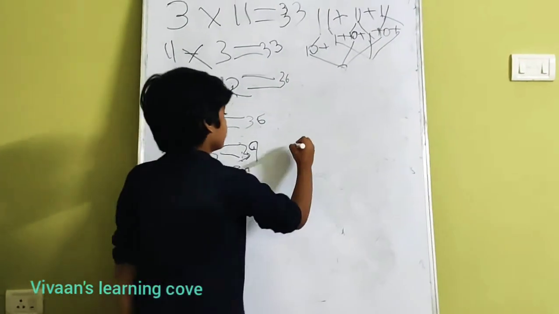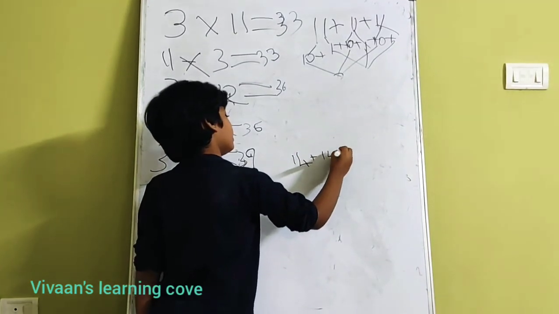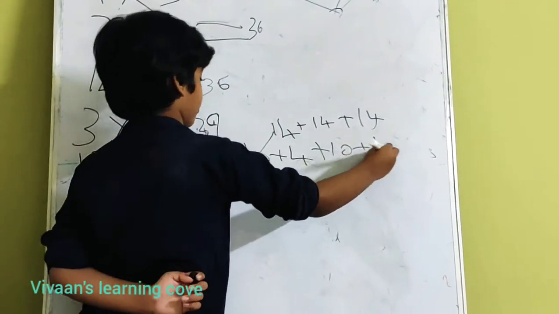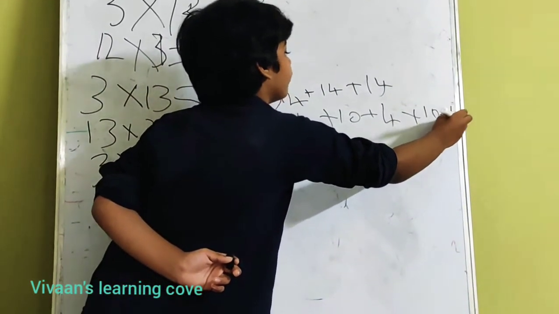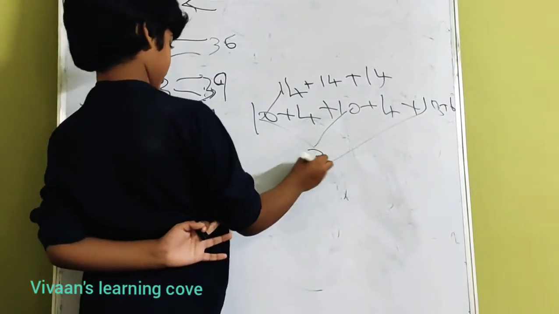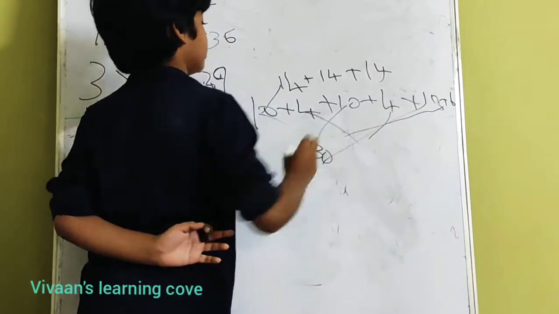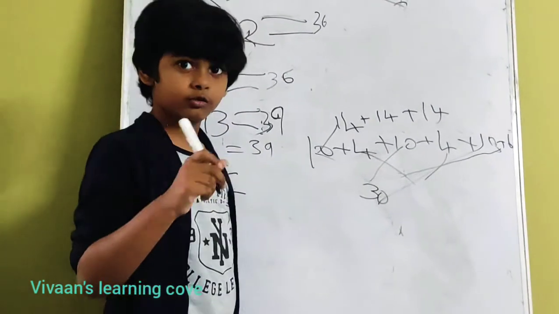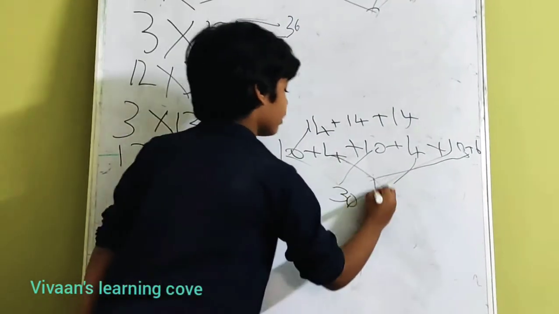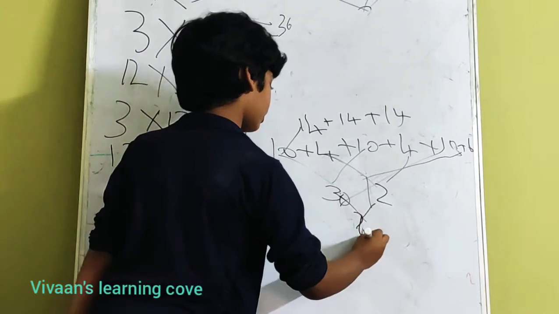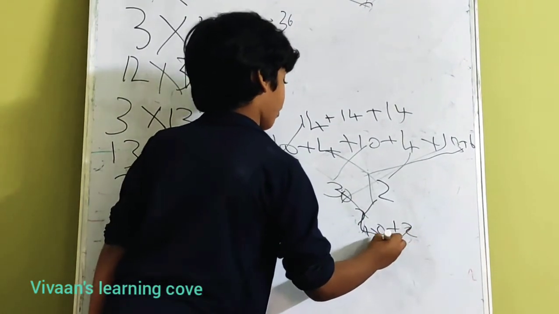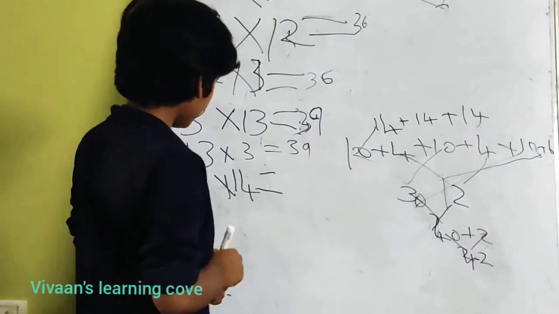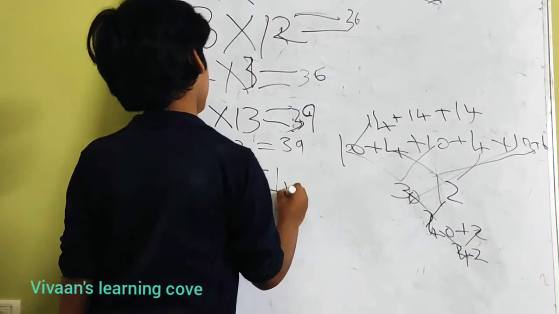So, see. 14 plus 14 plus 14. 10 plus 4 plus 10 plus 4 plus 10 plus 4. 10 plus 10 plus 10 equal to 30. Then 4 plus 4 plus 4 equal to. See, 3 times 4, that equals to 4 plus 4, 8. 8 plus 4 equal to 12. So 3 times 4 equal to 12. 30 plus 10? 40. But 40 plus 2? 42. So now, 3 times 14 equal to 42.